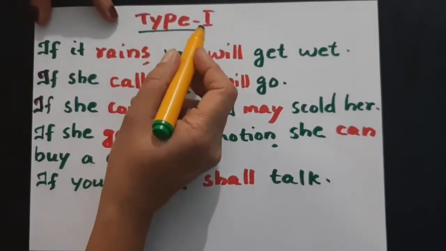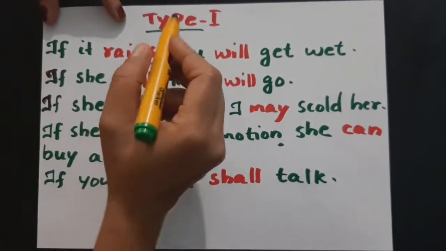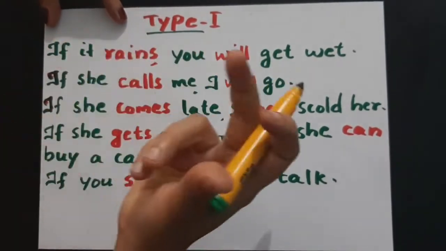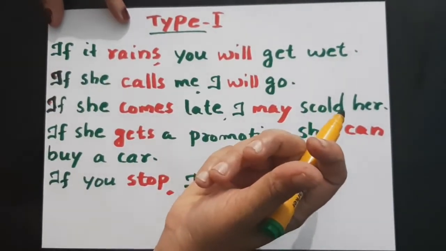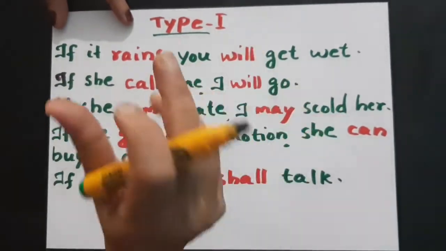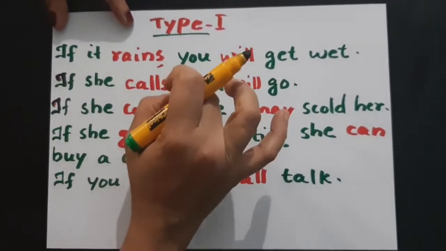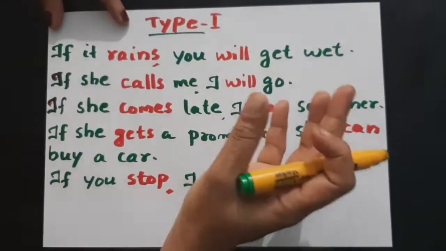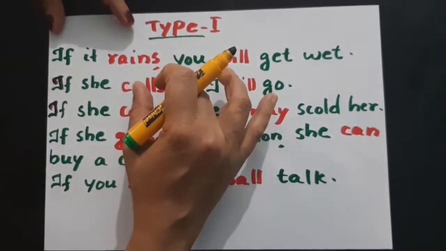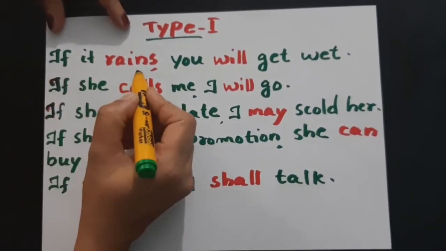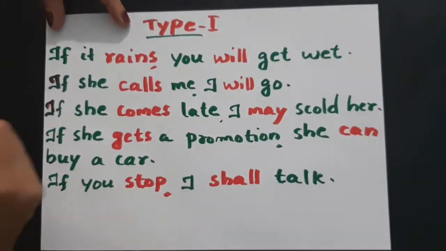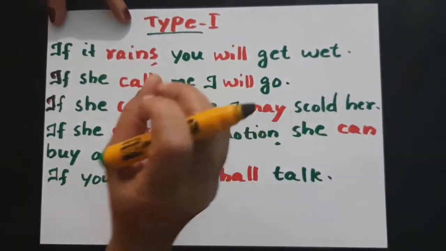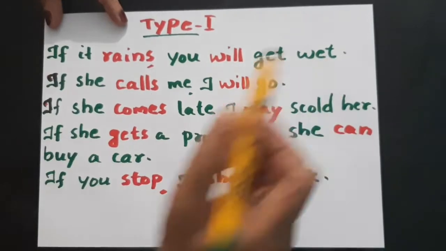Now let's discuss the type 1 conditional. Type 1 conditional is used in sentences to denote facts that are possible and very likely to be fulfilled or to happen. For example, if it rains, you will get wet. It means if it rains, there is a possibility, or it is definite, that you will get wet.